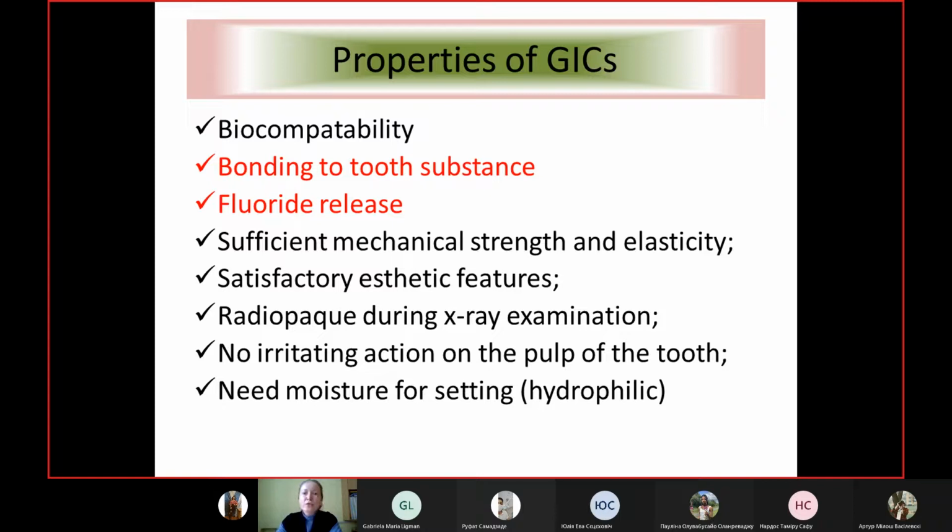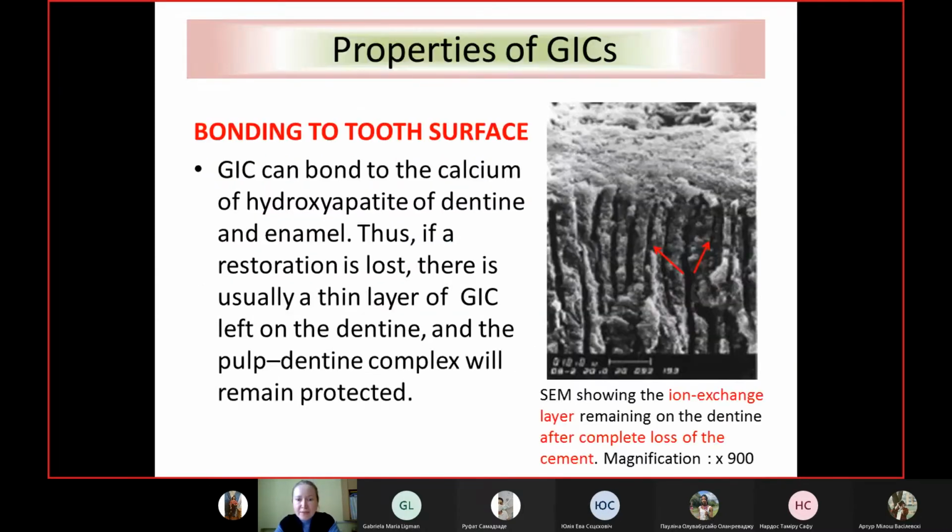Actually, bonding to tooth surface, how is it explained? Glass ionomer cement can bond to the calcium of hydroxyapatite of dentine and enamel. This is a very positive quality because when a restoration is lost, there is usually a thin layer of glass ionomer cement left on the dentine, and the pulp-dentine complex will therefore remain protected.